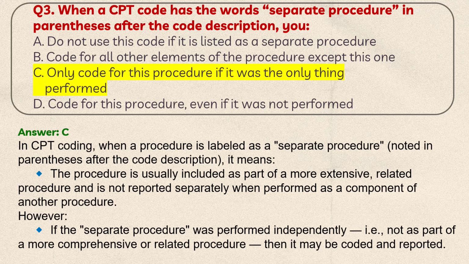So in CPT coding, when a procedure is labeled as separate procedure, noted in the parenthesis after the code description, it means the procedure is usually included as a part of a more extensive related procedure and is not reported separately when performed as a component of another procedure. However, if the separate procedure was performed independently, that is, not as a part of a more comprehensive or related procedure, then it may be coded and reported.